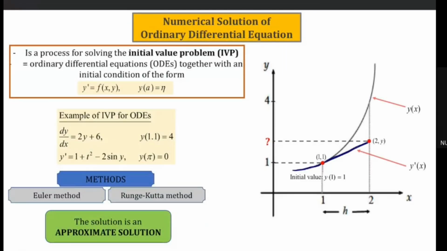Okay, in this lesson, you will learn how to solve the initial value problem. The initial value problem is ODE plus initial value. It is called IVP, initial value problem. ODE together with initial condition. So this is the ODE and this is the initial condition. These are examples of IVP, given the ODE and also the initial condition.